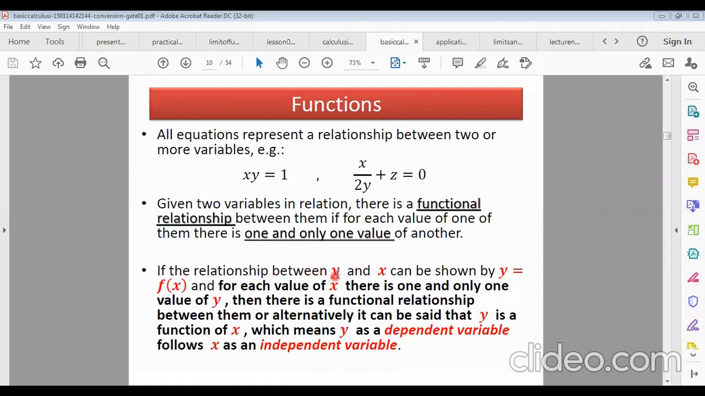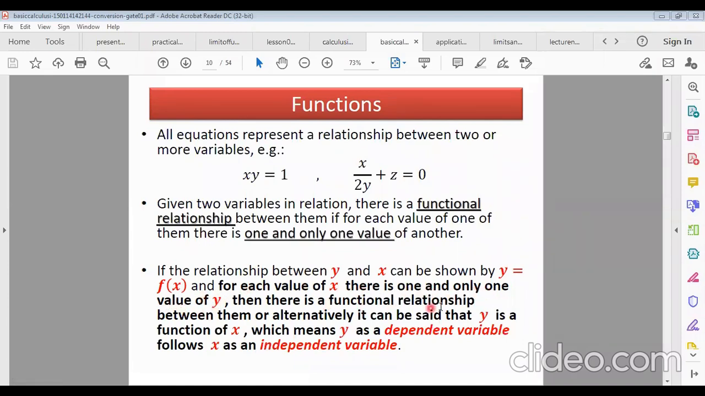If the relationship between y and x can be shown by y equals f of x, suppose for each x we will get a value of y. That means x has a relation with y. y depends on x, remember it. So x is the input here and y is the output. For each value of x, there is one and only one value of y.